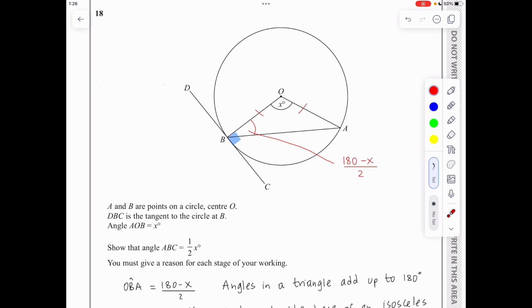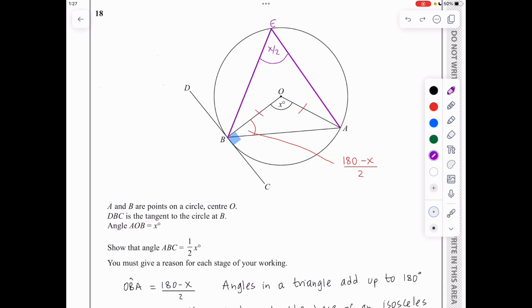Now an alternative approach would be for me to add an extra point here on the circumference and join A with this new point and then the new point with B, so it will look something like this. We could label this point E, and we notice that x is the angle at the center, so this angle at the circumference should be half of that. So we have that BEA is x over 2.